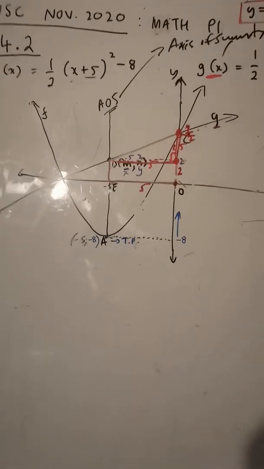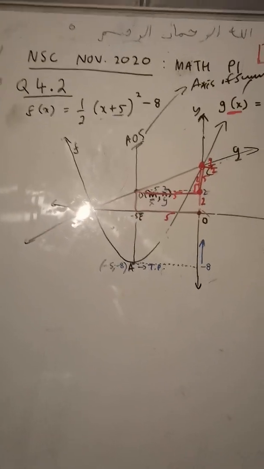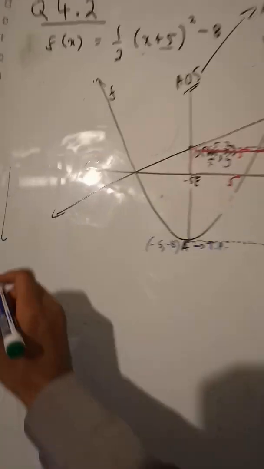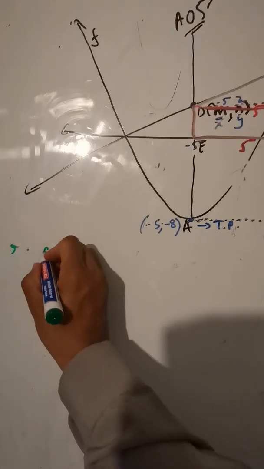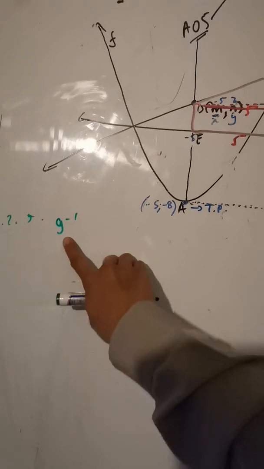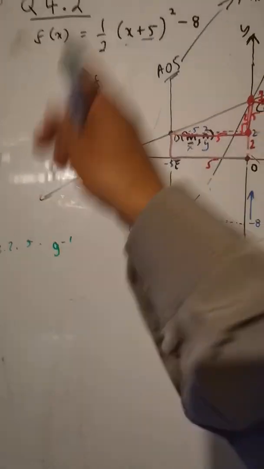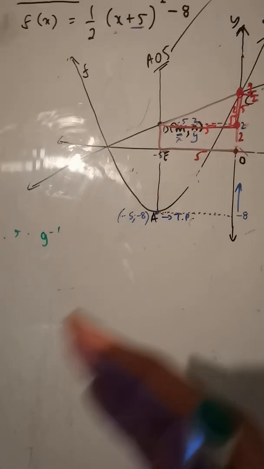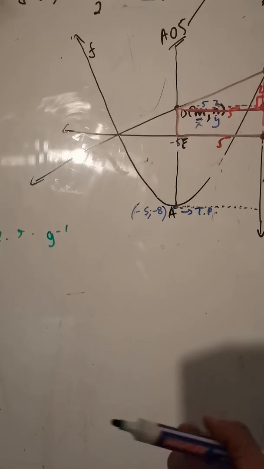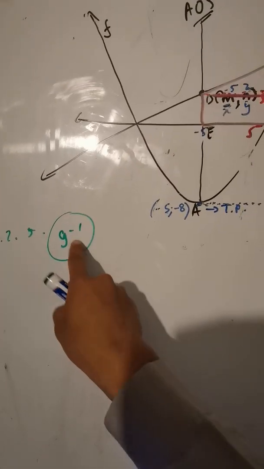Okay, everybody, welcome to part 2 of the video in November 2020, question 4.2, maths paper 1. Now we're going to go on to question 4.2.5. They say, determine the equation of g to the power negative 1, the inverse of g, in the form of y equals. So we just have to get the equation of g to the negative 1.